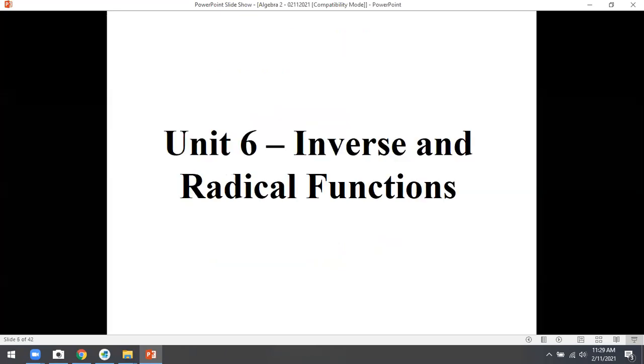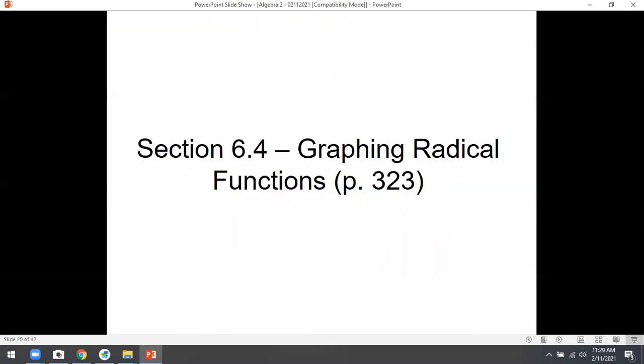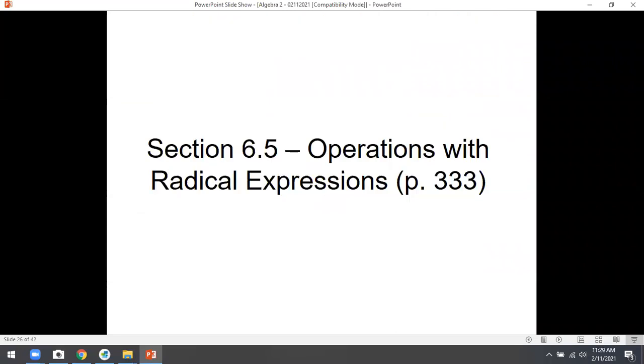Okay, here we go. 6.5. Notes. 6.5's title is Operations with Radical Expressions. So this is the leftover stuff that you haven't learned yet about roots, simplifying them and working with them and things like that.